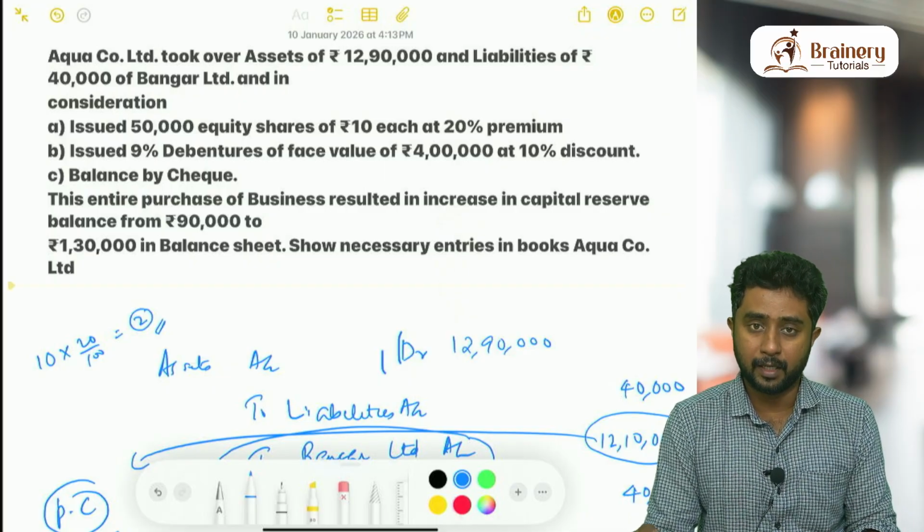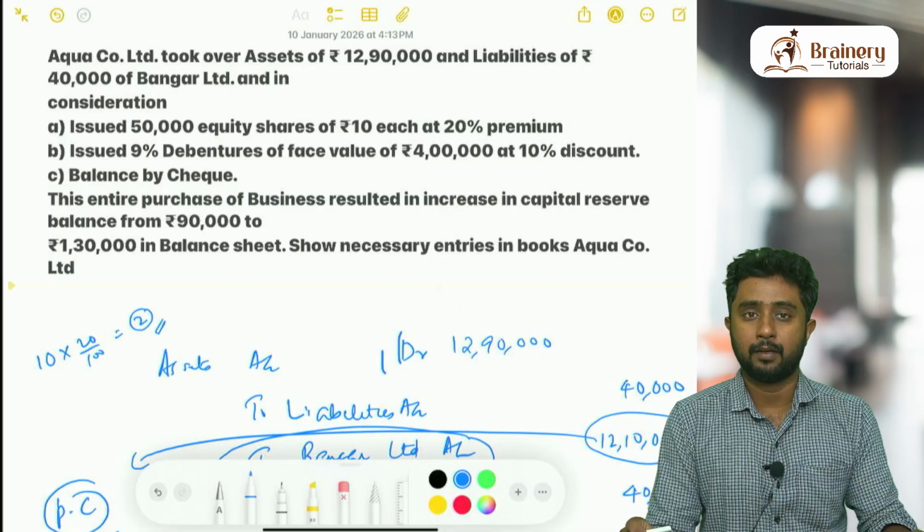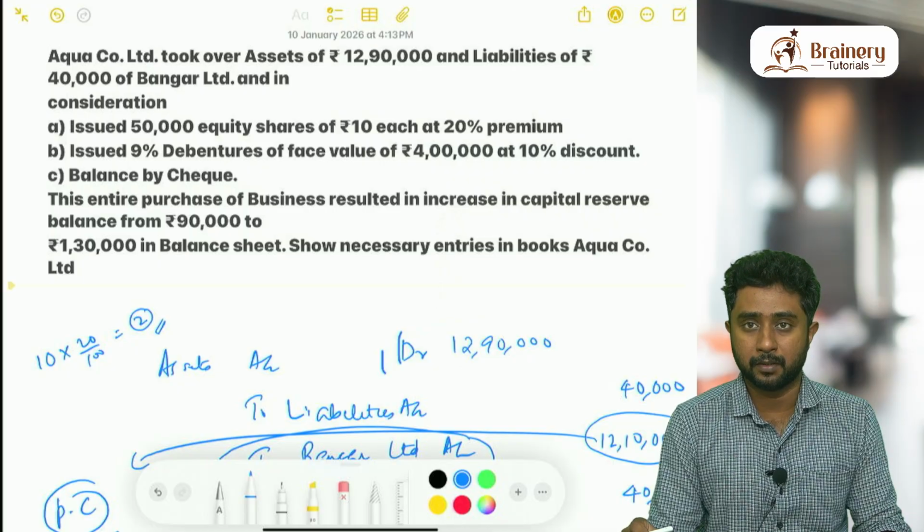I hope I made it clear. So when you are practicing sums related to this kind of cases, issues for consideration other than cash, include this kind of sums also in your studies.